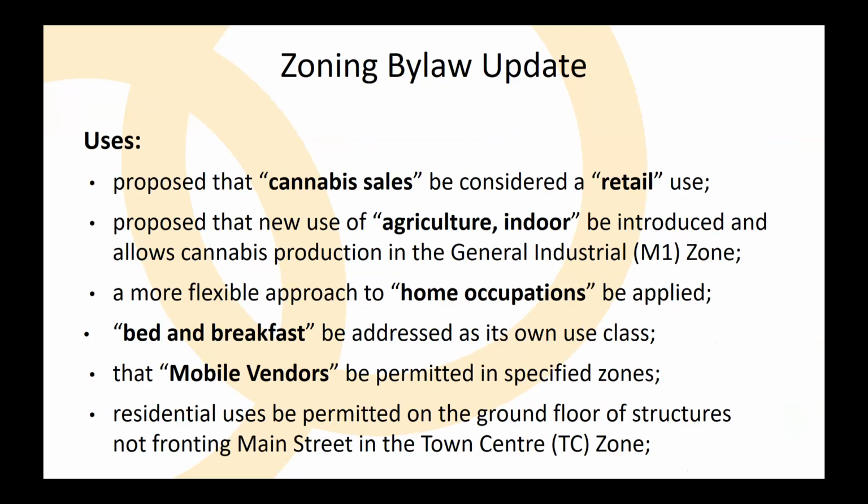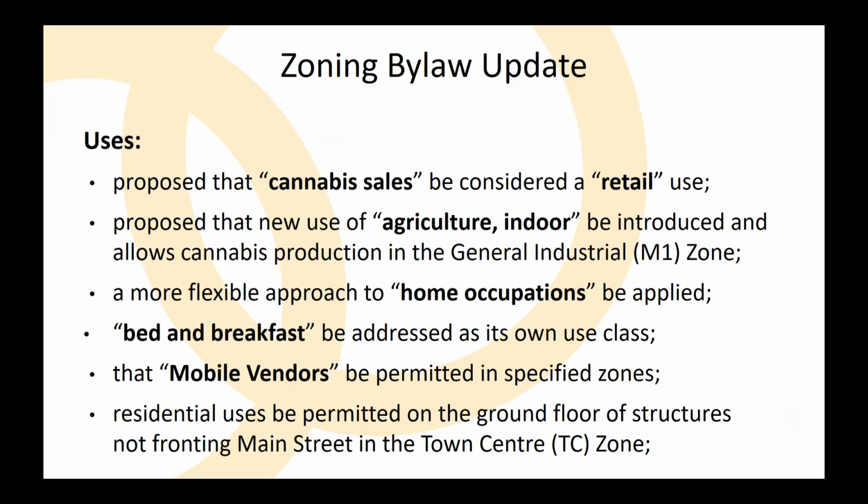I won't go into detail here, but the town has a very prescriptive approach to home occupations at the moment, and we're proposing to simplify that and introduce a more streamlined approach to home occupations. And as part of that, it's being proposed to strip out bed and breakfast, introduce that as its own use and list it in zones as a permitted accessory use where appropriate. In order to ensure consistency with the town's business licensing bylaws, it's proposed to specifically list mobile vendors in the new zoning bylaw and to specify the zones in which they may operate.